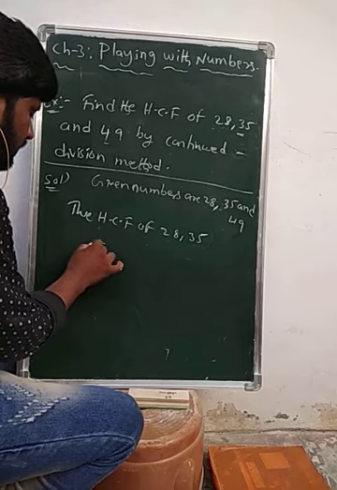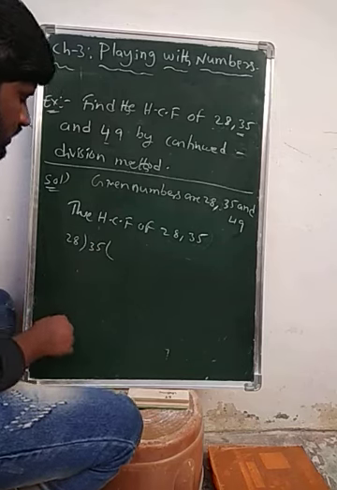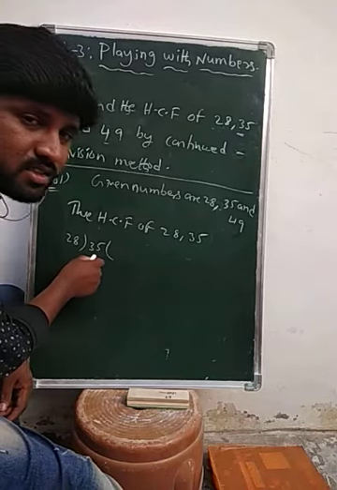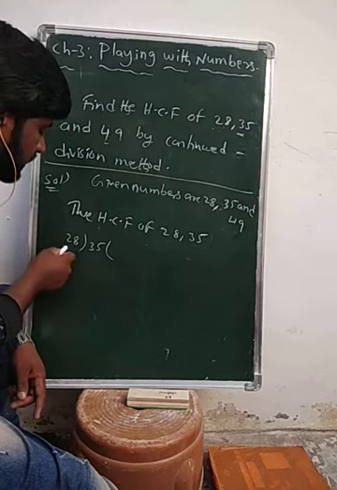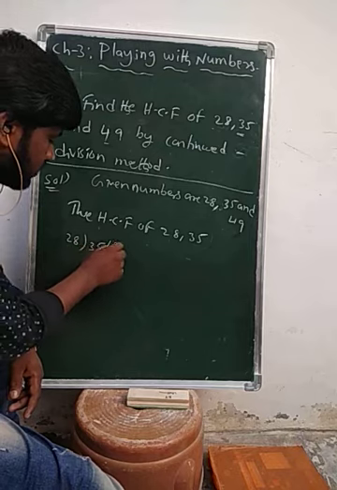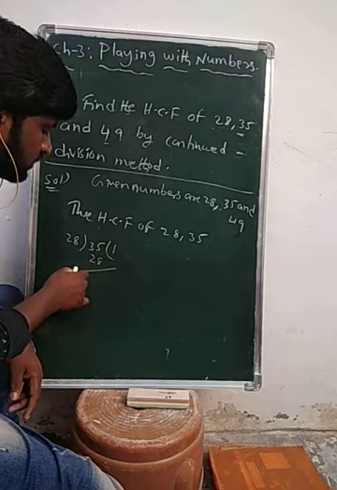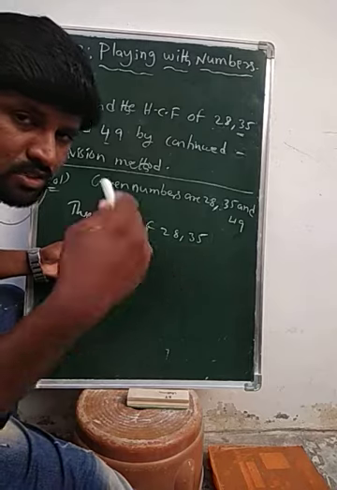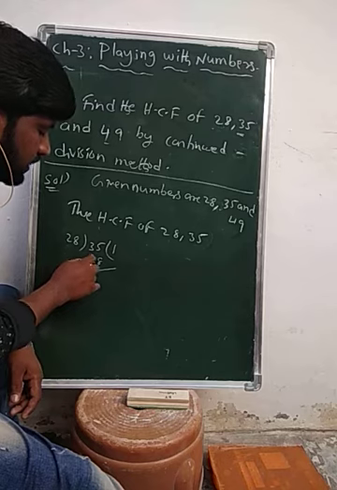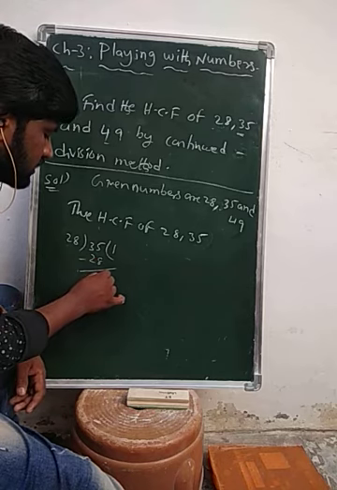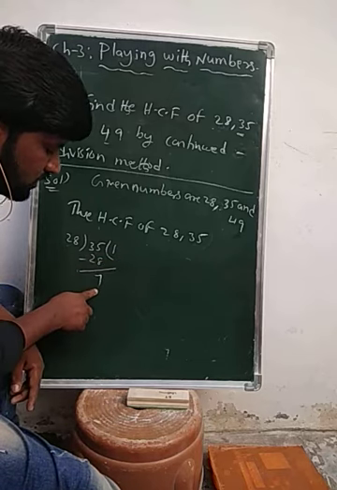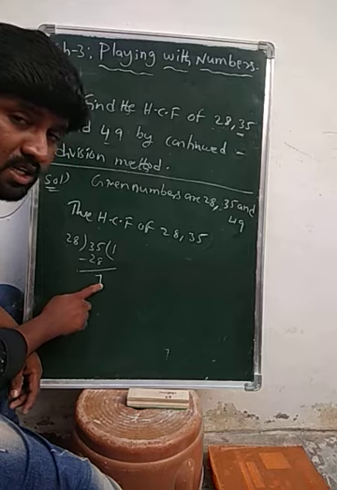I am dividing 35 by 28. Clearly 35 is the dividend and 28 is the divisor. By reading the 28 table, 28 ones are 28, because 28 twos means it crosses 35. 28 ones are 28. 35 minus 28 we get 7. Clearly 1 is the quotient, 7 is the remainder.